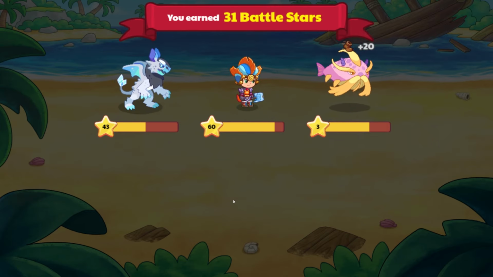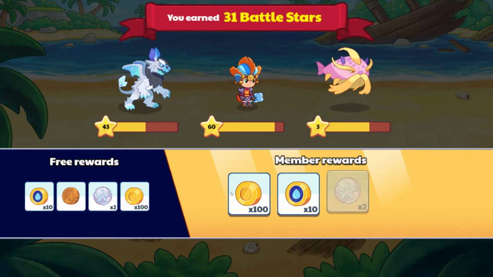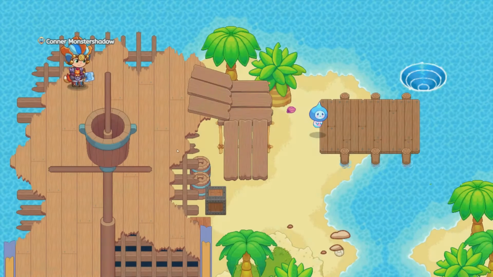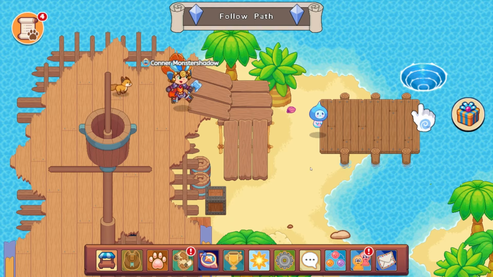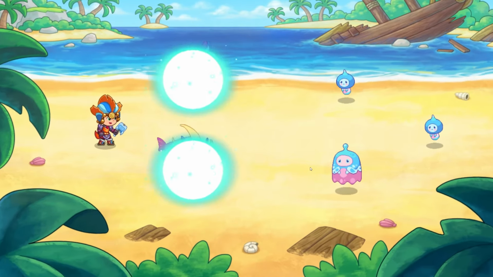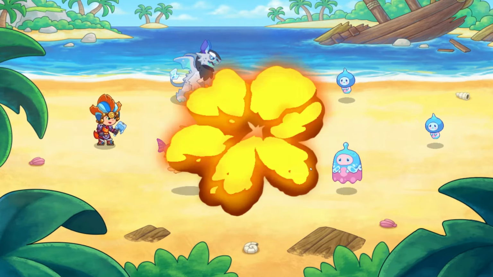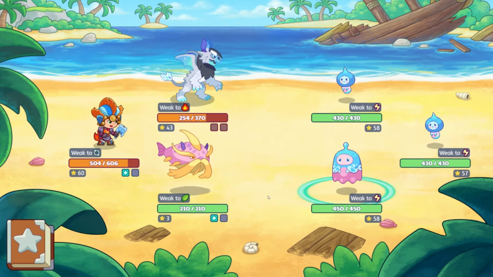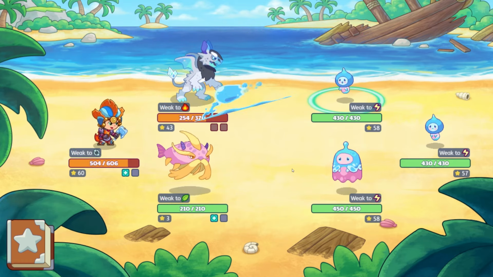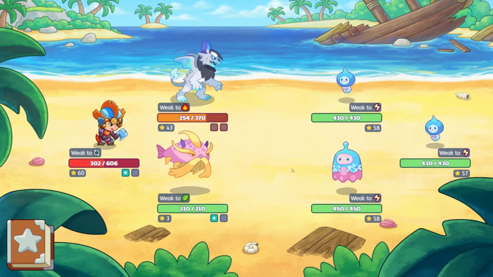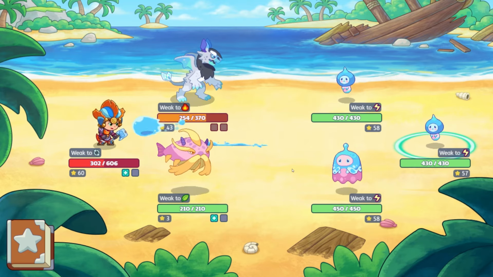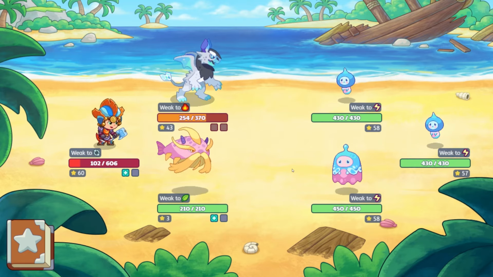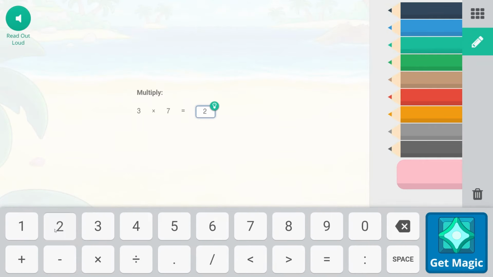All right. And we will get all rewards here. Come on up over this way. If Cloud Gobbler is only 30, that's actually quite a nice non-member friendly pet. And there we go. Okay, so we definitely need some storm going on here. 3 times 7 is 21.